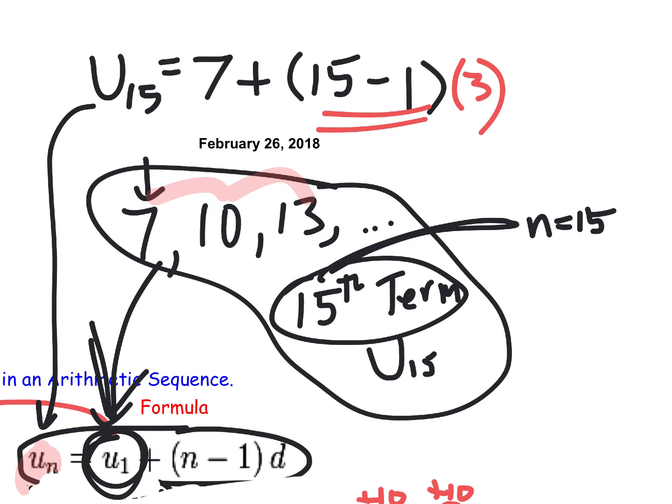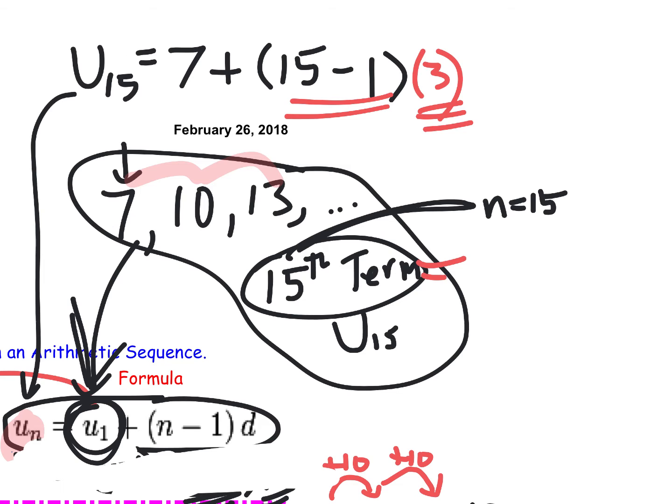So did you do 14 times 3 and then add 7? Because that was right. 14 times 3 is 30, my brain's locking up, is that 42? Okay, and then 42 plus 7? 49. Raise your hand if you had 49. Awesome. Then 49 is the 15th term.